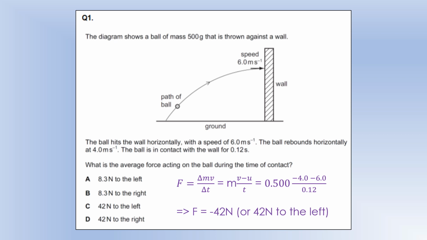That gives us a total velocity change of 10 meters per second. Divide that by 0.12, times by 0.5, gives us a force of -42 newtons, which means 42 newtons to the left. Remember, I defined the left as being negative earlier. So that's clearly option C.